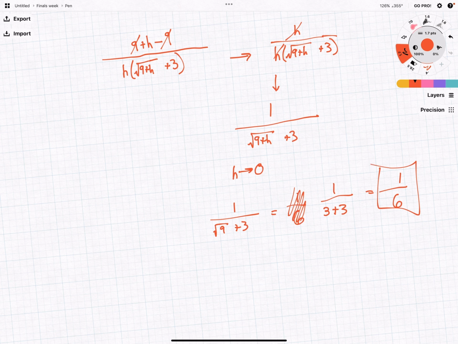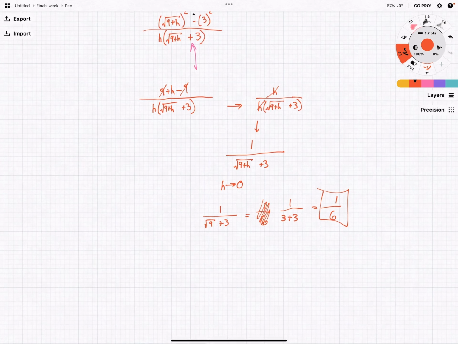And that is our answer for problem 21. I hope that helped.